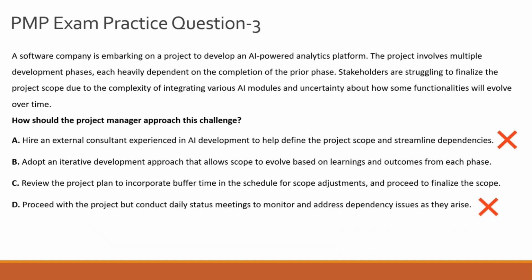And also, it is very, very reactive and fails to address the core problem, which is to define a clear scope upfront. So by proceeding without resolving the dependency and the scope issues, the project manager risks encountering misalignments, delays, and rework. According to the project management best practices, proactively addressing the scope and dependency issues during the planning phase is essential for minimizing risks during the project execution. So daily status meetings or addressing dependency issues daily is a lot of reactive approach, a lot of micromanagement, and that is why option D is also incorrect.